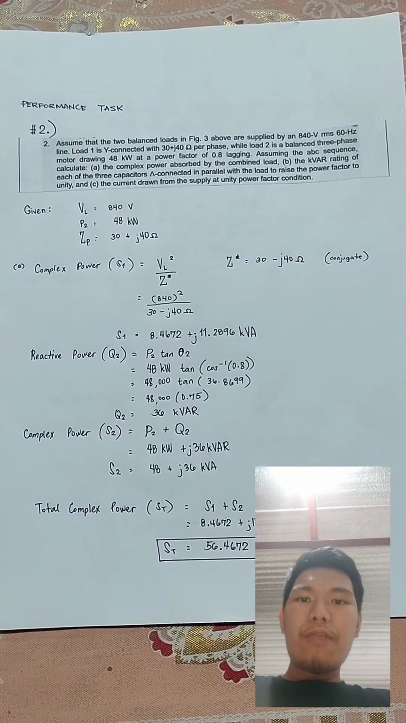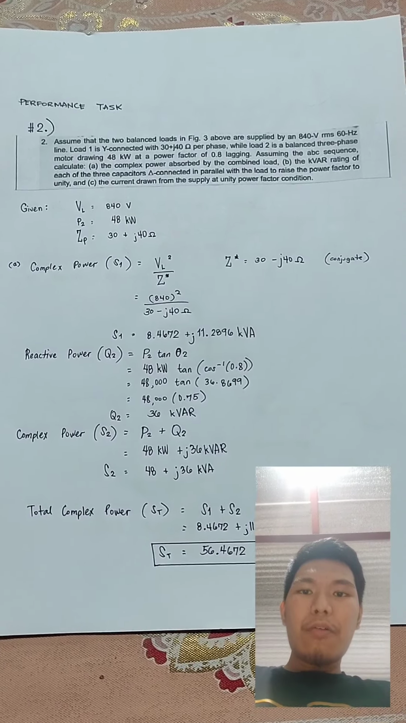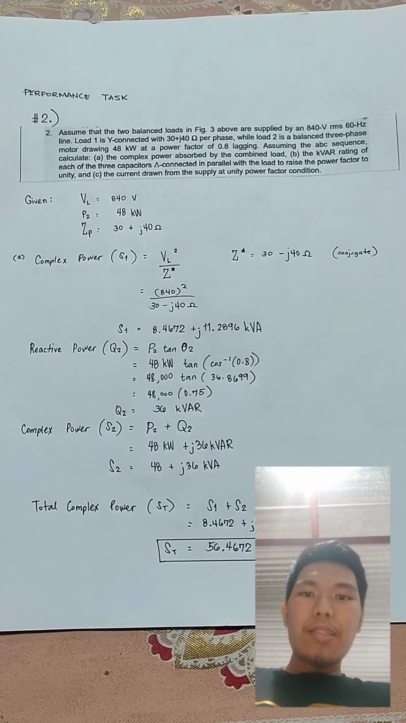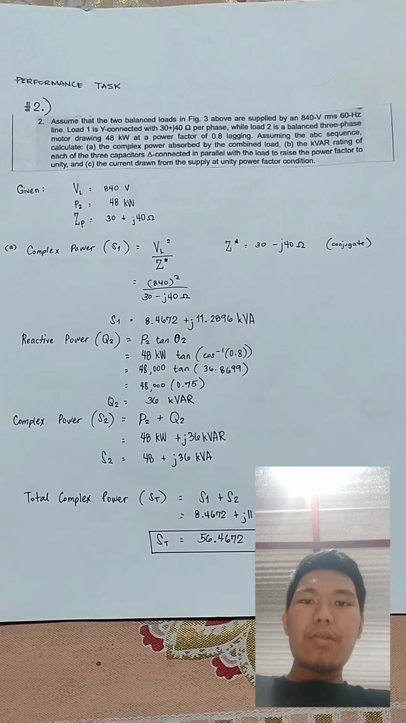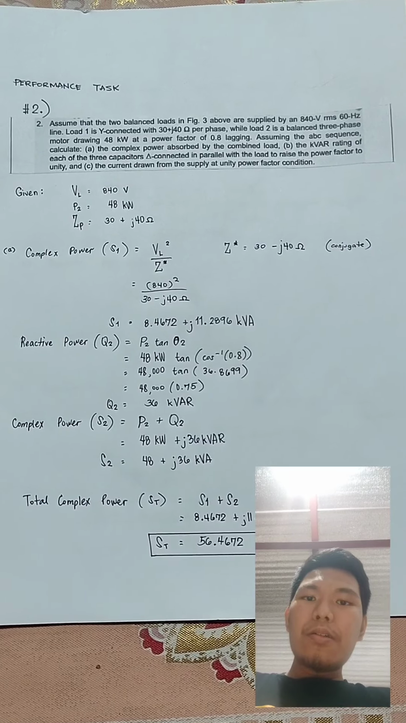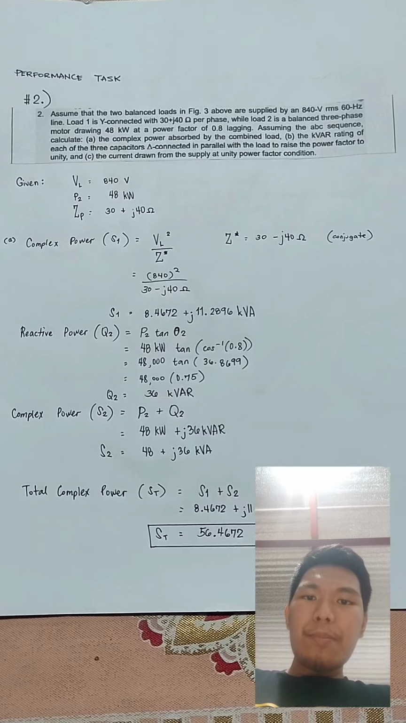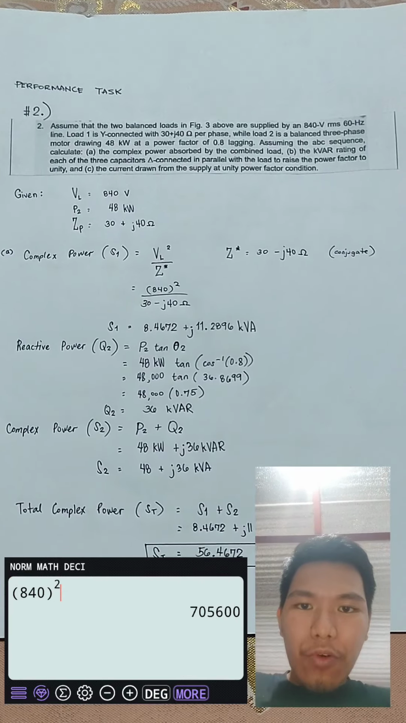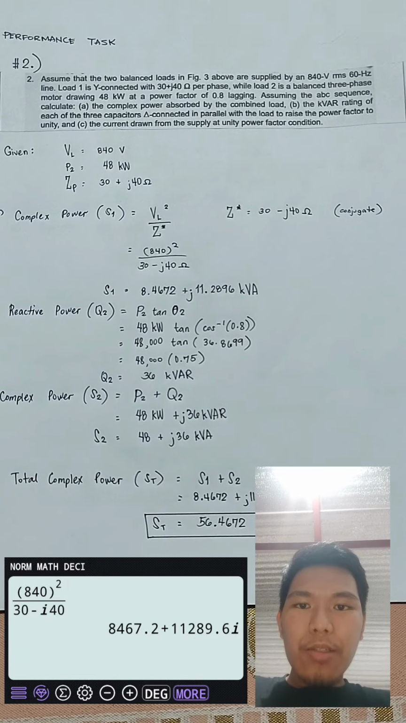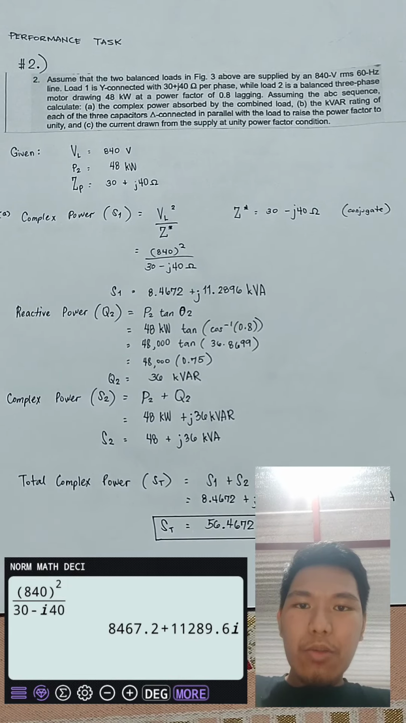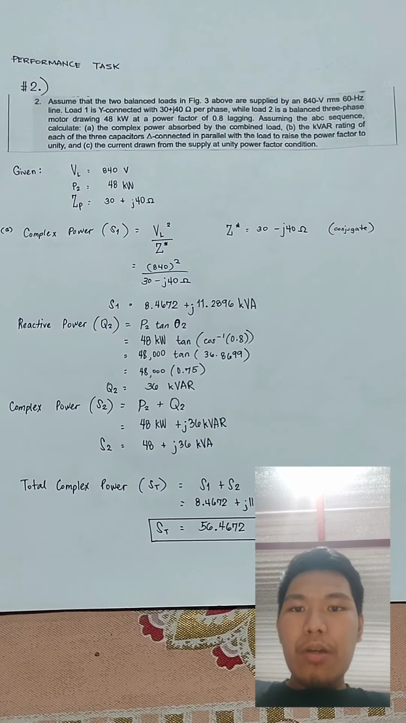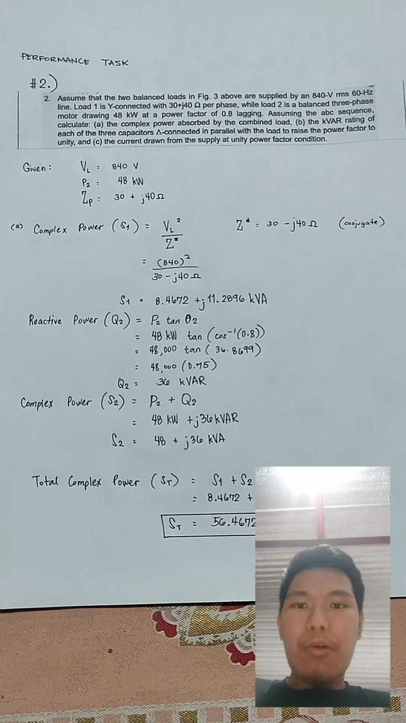We have a given line voltage of 840 volts, real power for load 2 of 48 kilowatts, and the impedance of 30 plus j40 ohms. For the complex power S1, we have the formula VL squared over the conjugate of impedance Z, which is equal to 840 squared over 30 minus j40 ohms. Now our complex power S1 is equal to 8.4672 plus j11.2896 kilovolt ampere.